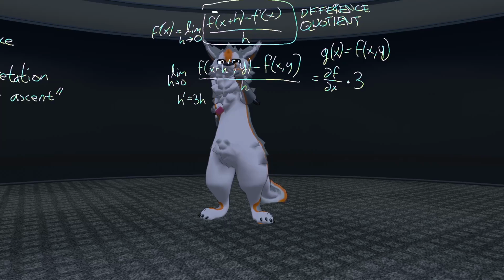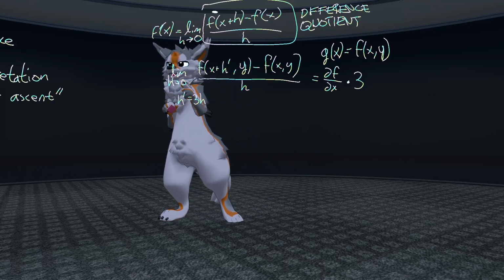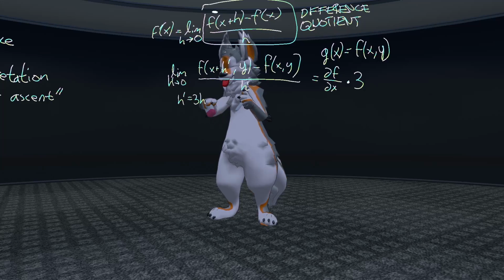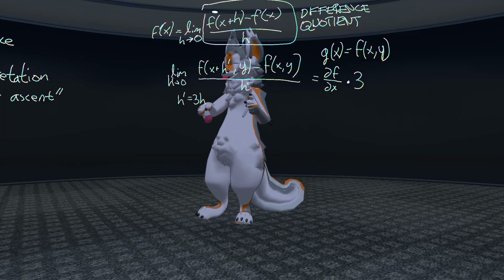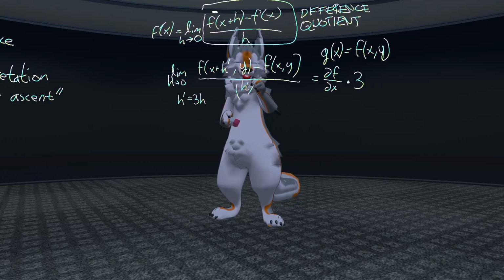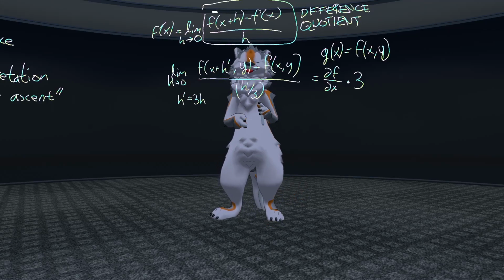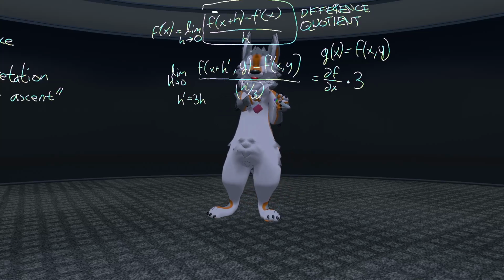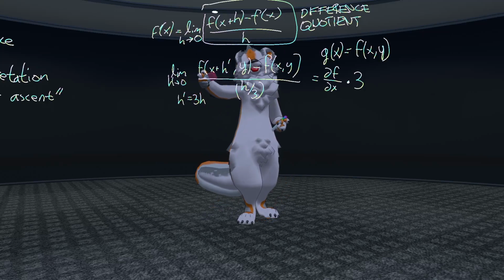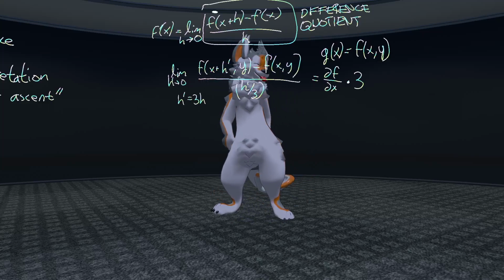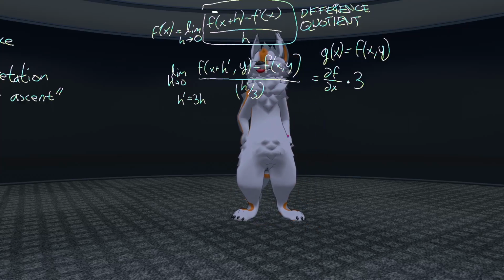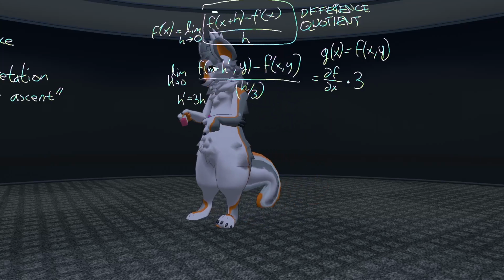So h prime goes here, and this is, of course, going to be h prime approaching 0. And then here, we're going to have h prime. So we had h here. If we solve for h in this equation, we get that h is h prime over 3, right? So we can put h prime over 3 in here. And now this over 3 becomes the times 3 coefficient, right? That's where this 3 comes from. It comes from this 3 over here. Does that make sense? All right, hopefully that makes sense.